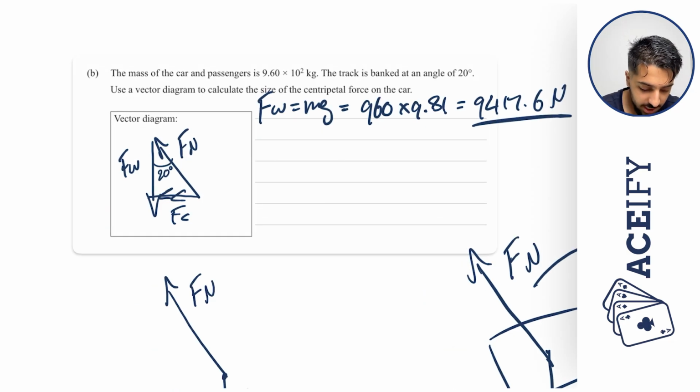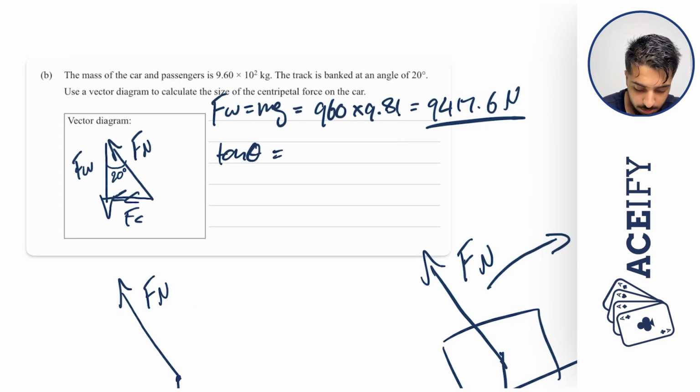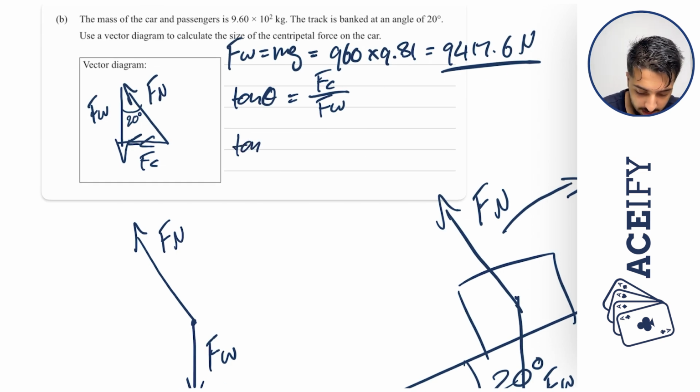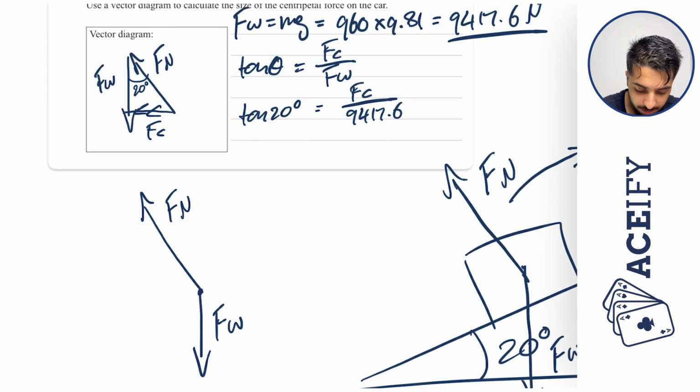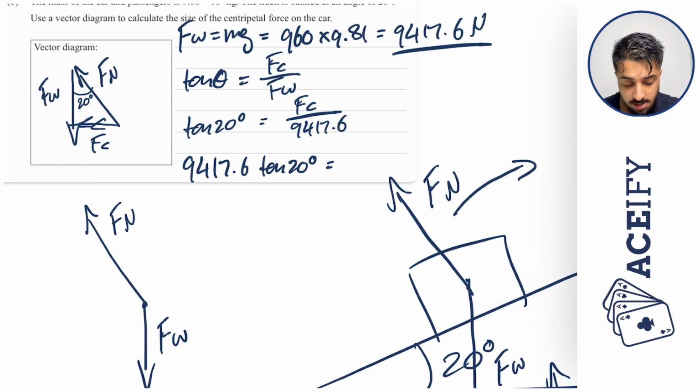We can see that we have the adjacent side, and we're trying to find the opposite side of that right angle triangle, and so we can use our tan theta relationship. Therefore tan theta is equal to the centripetal force all over the weight force, and therefore tan 20 degrees is equal to Fc all over 9,417.6. Therefore 9,417.6 times tan 20 degrees is equal to our Fc, and that gives us a centripetal force of 3,430 newtons. There we go.